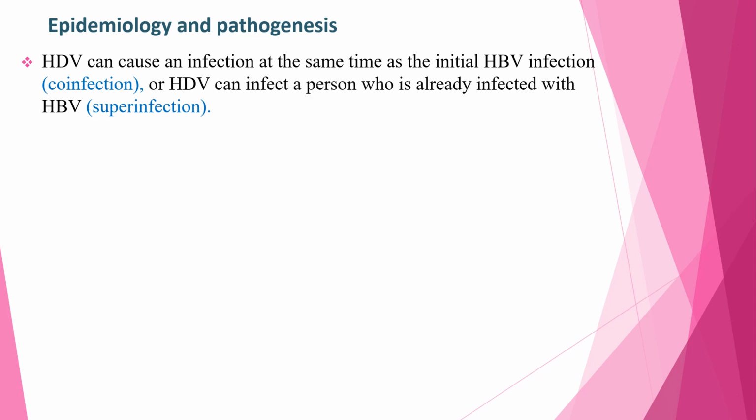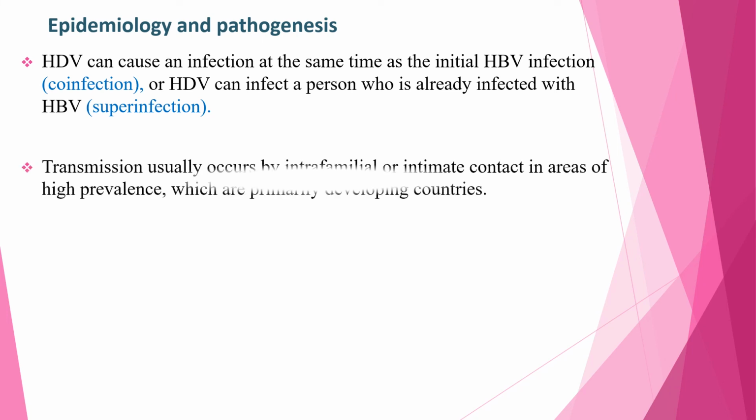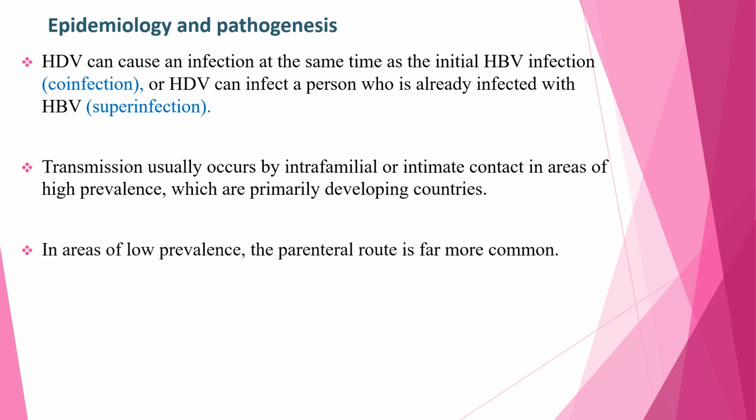Regarding epidemiology, hepatitis D virus can cause an infection at the same time as the initial hepatitis B virus infection, which is called co-infection, or hepatitis D virus can infect a person who is already infected with hepatitis B virus, which is called superinfection. Transmission usually occurs by intrafamiliar or intimate contact in areas of high prevalence, which are primarily in developing countries. In areas of low prevalence, the parenteral route is far more common.